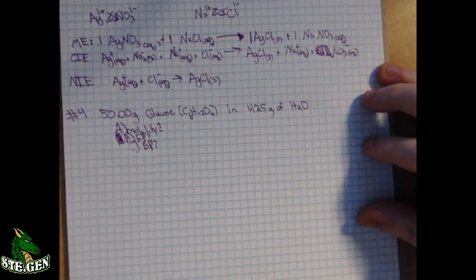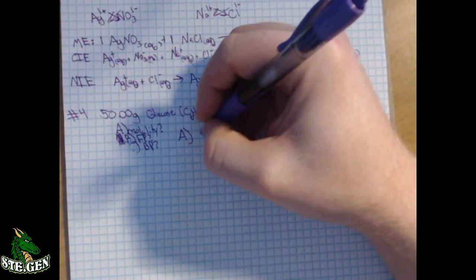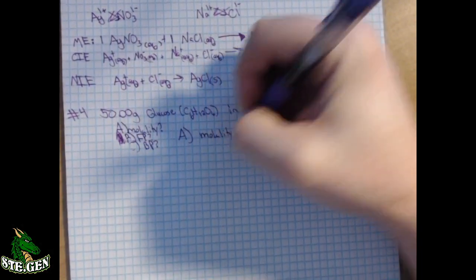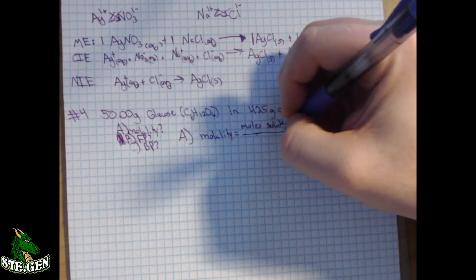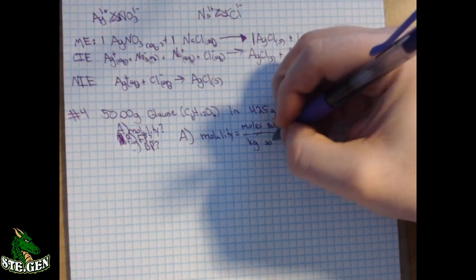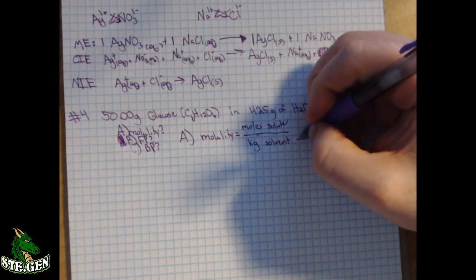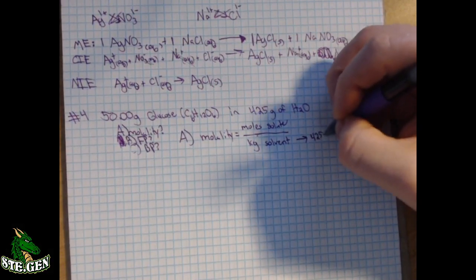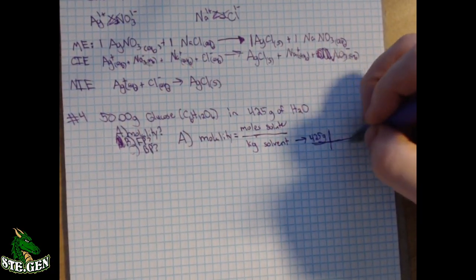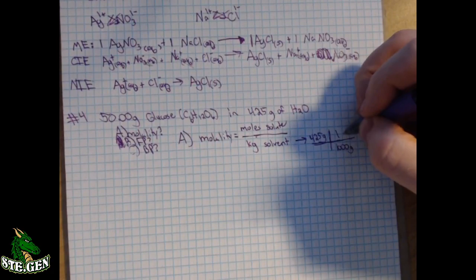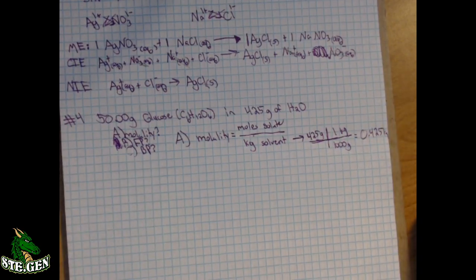Hopefully my pen lasts long enough that I can actually get through this problem. Okay, first of all, molality. So A, molality is moles of solute per kilograms of solvent. We don't have either of those numbers. Now, for kilograms of solvent, we can just do 425 grams, because H2O is our solvent, because there's more of it, divided by 1,000 grams in 1 kilogram. So 0.425 kilograms of water.